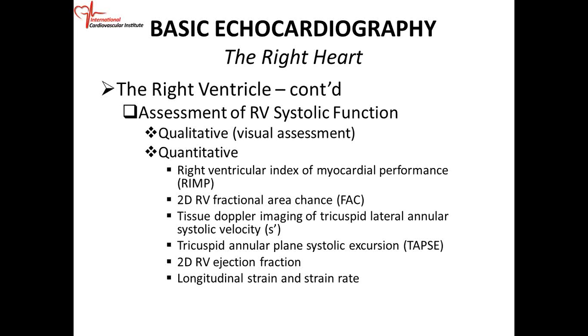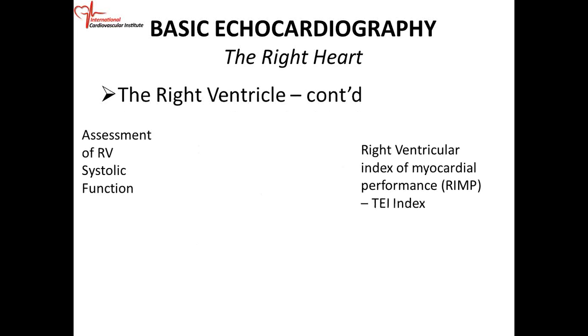And then longitudinal strain and strain rate. We haven't discussed these yet, but strain is the percentage shortening when we're talking about the heart contracting. Remember, the base of the heart moves up towards the apex. So it shortens. So strain is just the percentage shortening. And then strain rate is the rate of shortening, or the rate of strain. We'll discuss that later.